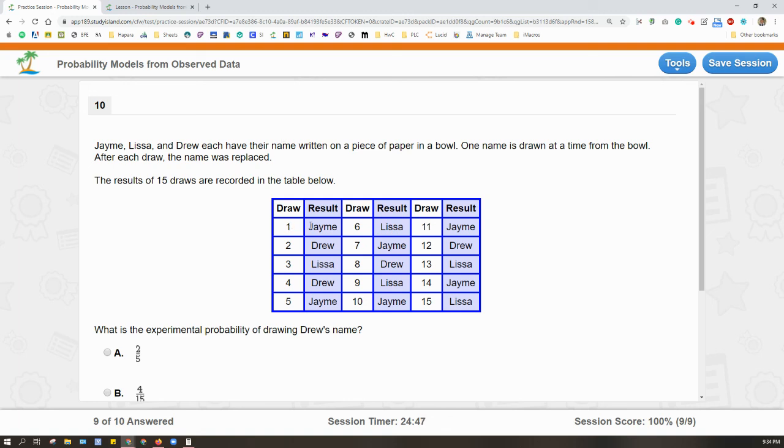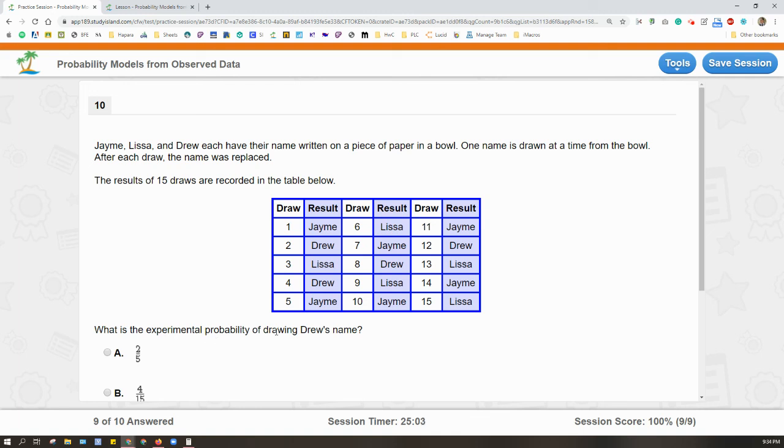Okay, so the first draw they got Jamie's name, and they put Jamie's name back, and then they did another draw, and they got Drew's name, and they put Drew's name back, and on the third draw, they got Lissa, put her name back. The fourth draw, they got Drew again, etc., etc. Here are the results for the 15 times they did this little experiment.